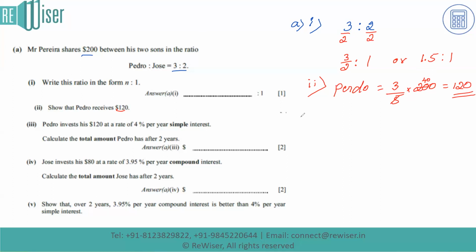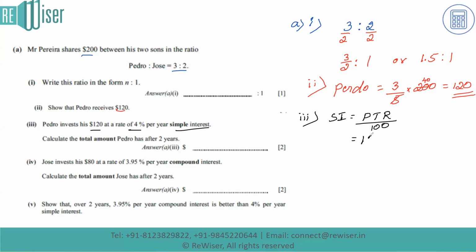And for part 3, we are talking about Pedro invests $120 at a rate of 4% per year. And this time we are talking about simple interest. Calculate the total amount Pedro has after 2 years. So the formula for the simple interest has to be P times T times R over 100, where P is the principal, T is the time, and R is the rate of interest.